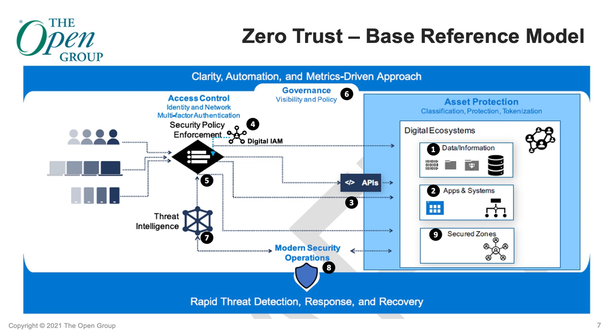So stepping through the base reference model, we'll start with number one over with data and information. This represents the focus on the characteristics of data centricity. We then move down to number two, the applications and systems that protect the data, over to step three, the integration and information flows, whether that's via APIs, event streams, or other data transfer mechanisms. And then we get to the heart of the modern Zero Trust architecture, your identity and access management, along with centralized security policy decisioning and enforcement points. On the model here, you have IAM represented as step four, with policy enforcement represented on step five.